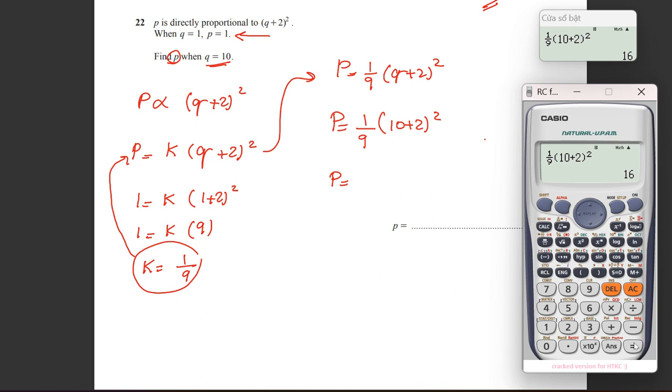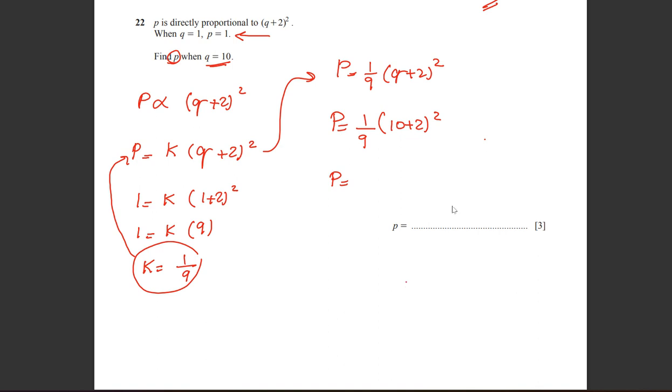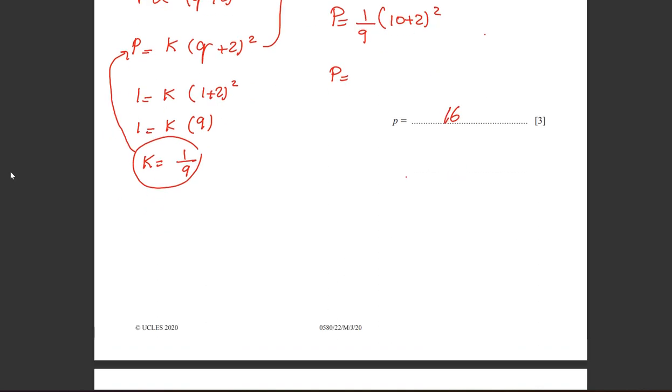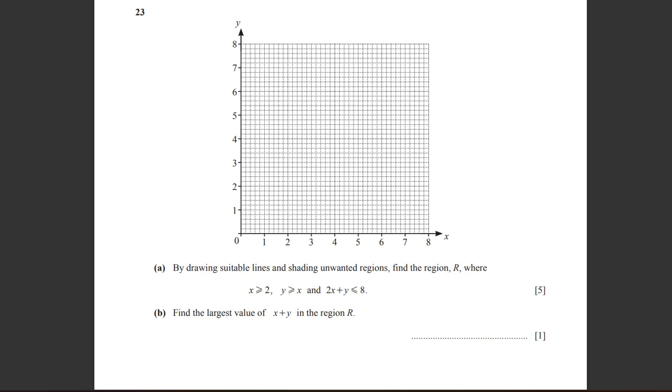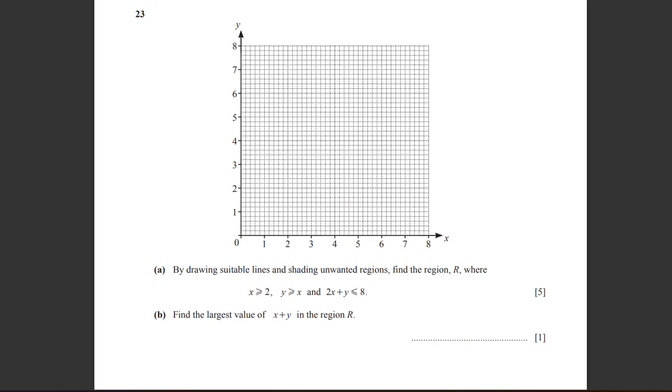Okay, here, this is a very, very important question. Linear programming. By drawing suitable lines and shading the unwanted region, so I am going to shade the unwanted region. Find the region R where x is greater than or equal to 1, y is greater than or equal to x, and 2x plus y is smaller than or equal to 8. Okay, let's start with the first one, x greater than or equal to.